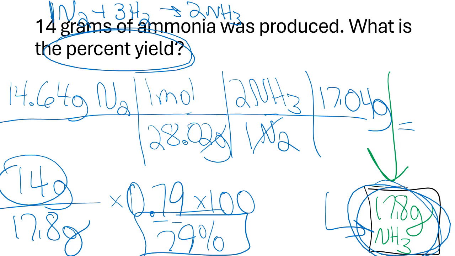So we have to determine what the limiting reagent is. That's what matters. Go grams to moles to mole ratio to grams. Divide what was actually found, or actual, divided by theoretical, or whatever helps you remember it, times 100.